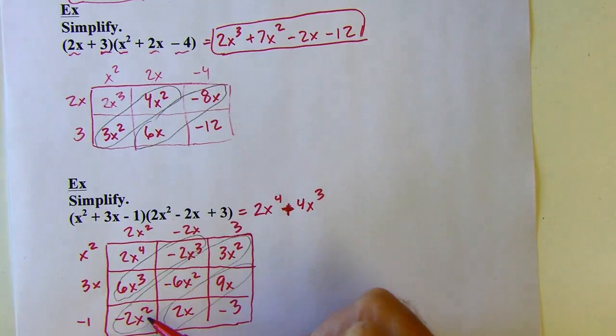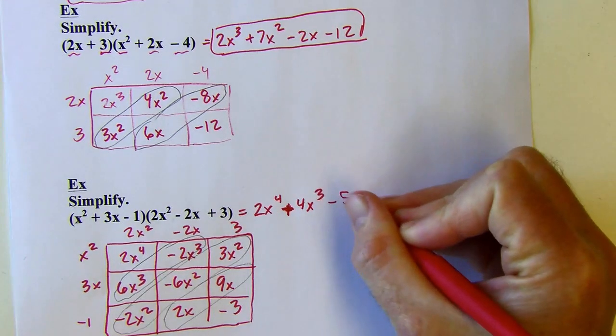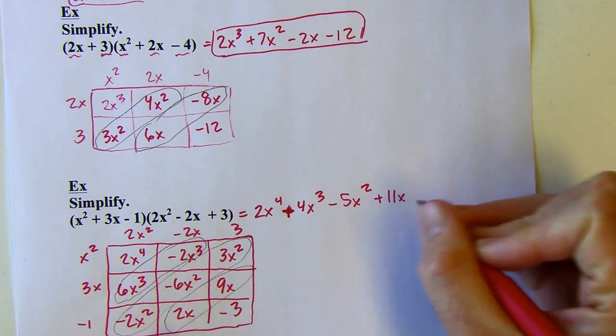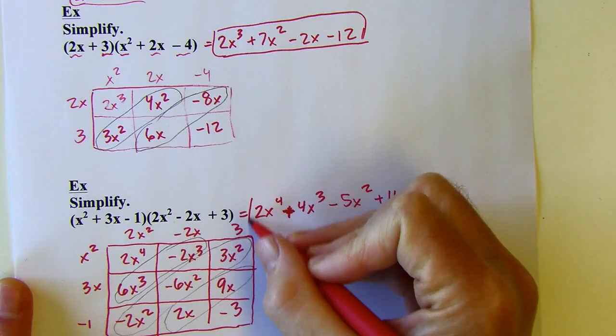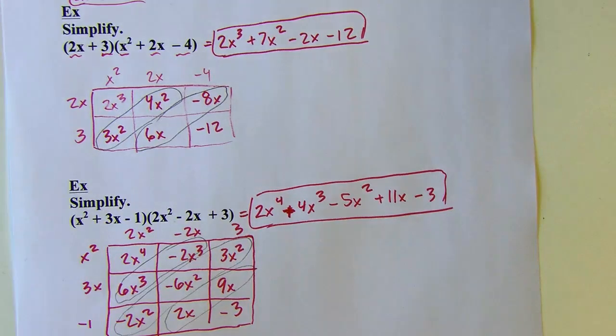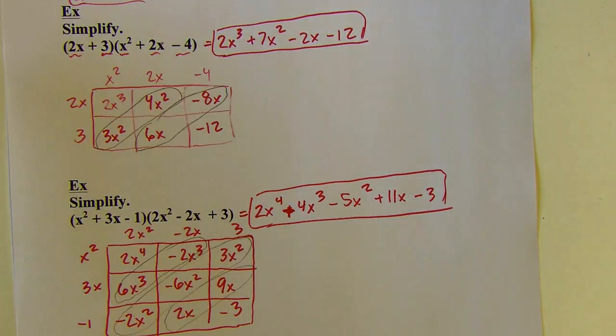And then let's see, that's negative 8 plus 3, negative 5x squared, 11x, and negative 3. And there we go.